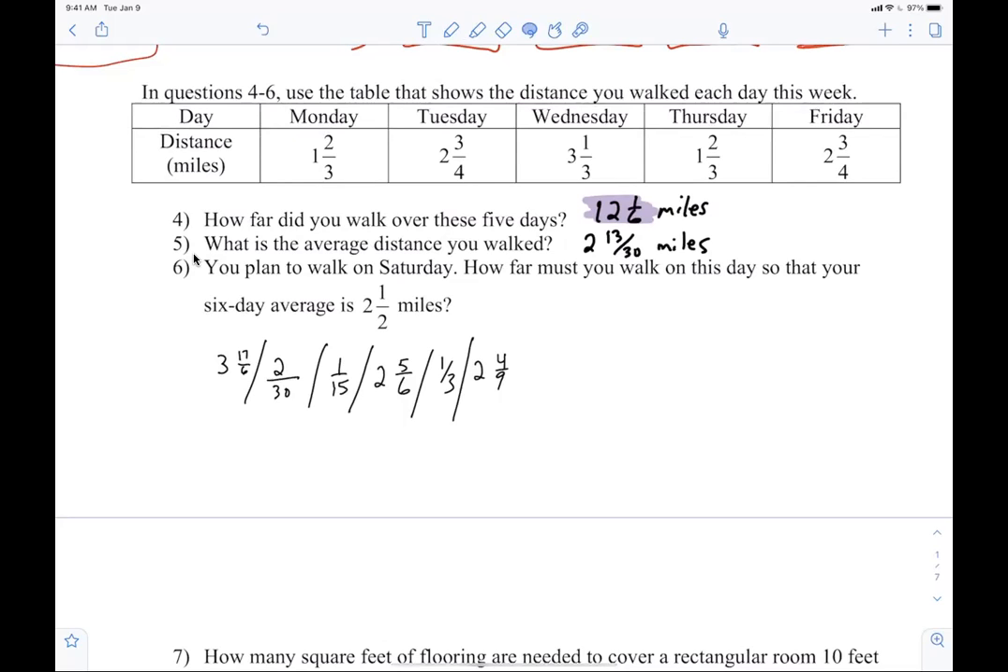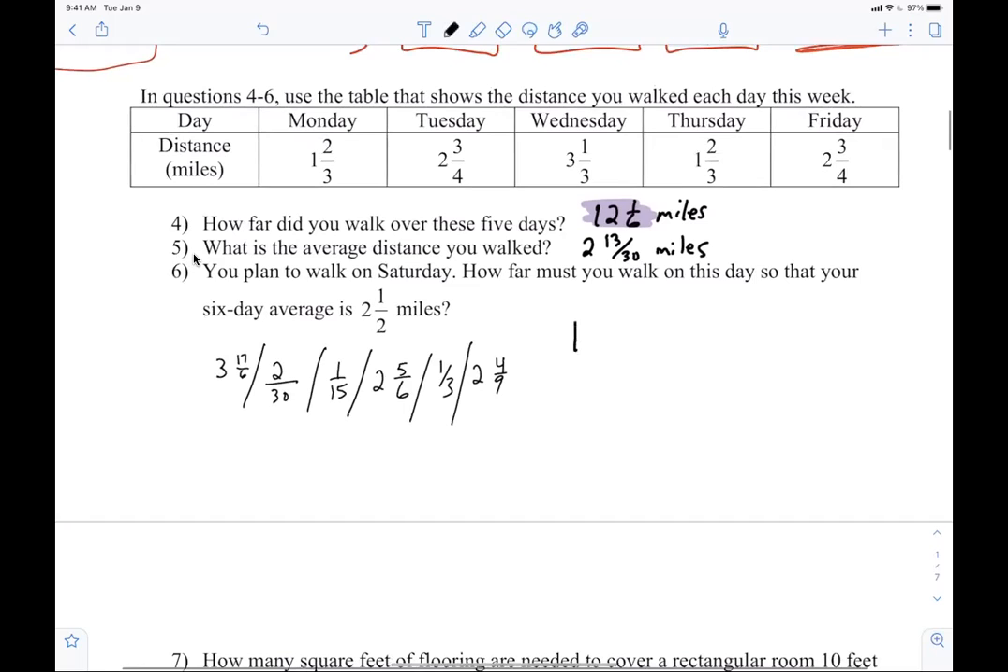So I need everybody to write this down for me. You walked 12 and 1/6 miles so far. The problem is we're going for a walk on Saturday, correct? So do we know how much we're going to walk on Saturday? No, I have no idea. Right, but that represents Saturday. Does everybody agree?